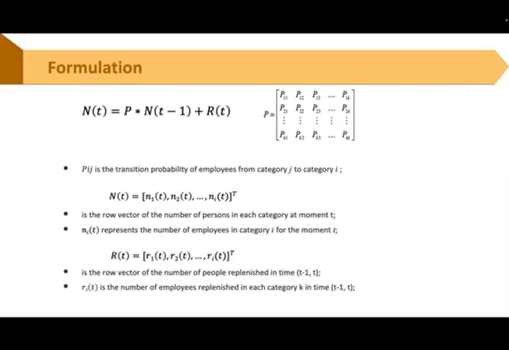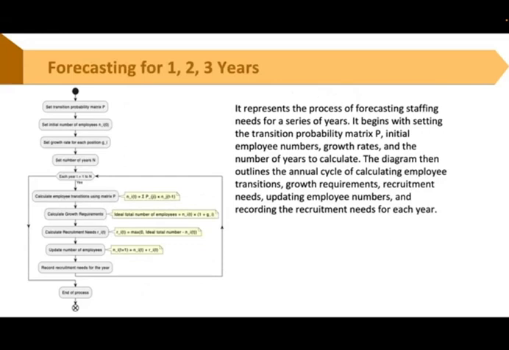In simple terms, it's like a recipe for forecasting our team size, taking into account promotions, exits, and new folks coming in. We have applied this formulation to a Python program. This diagram is the logic of the process. It represents the core of our forecasting method for N years.